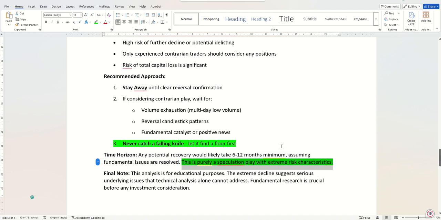So the AI gives a lot of inferences which can help you in making decisions.